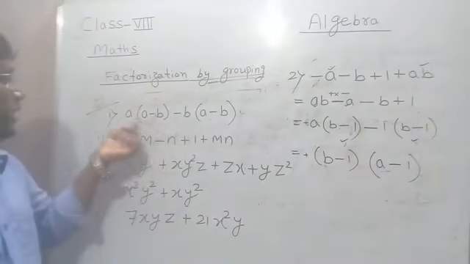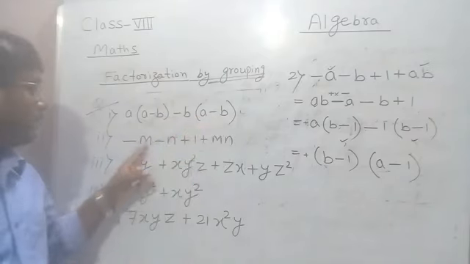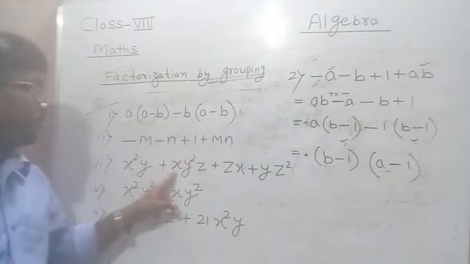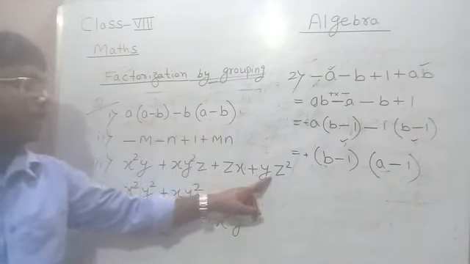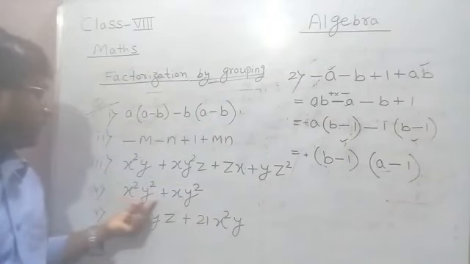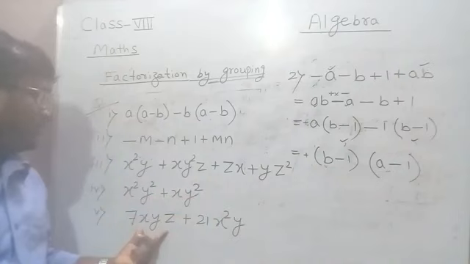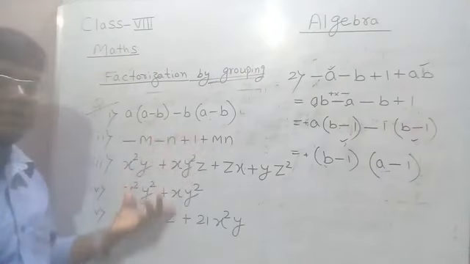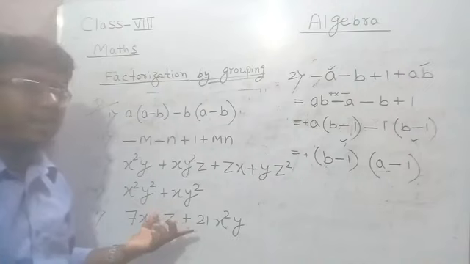So the questions are here: a(a minus b), minus n plus 1 plus mn, x square y plus x y square z plus zx plus yz square, x square y square plus xy square, 7xyz plus 21x square y. So these are the 5 questions. Please practice these questions at home and try them first.